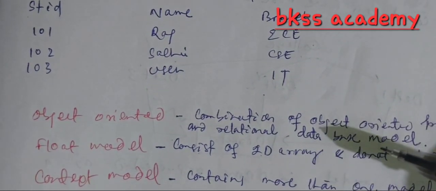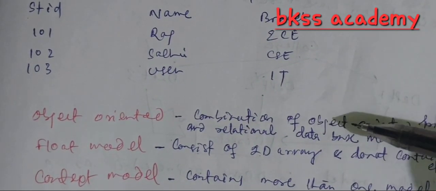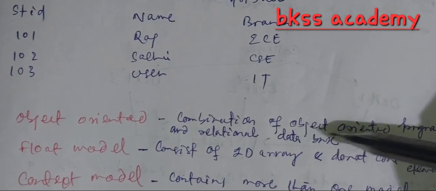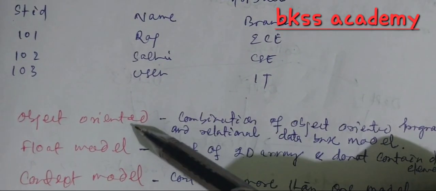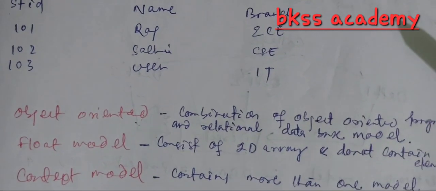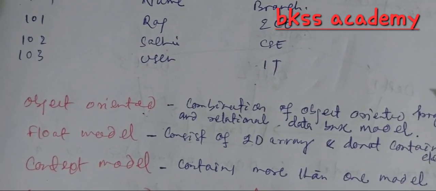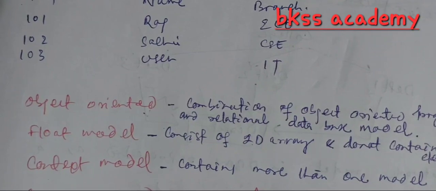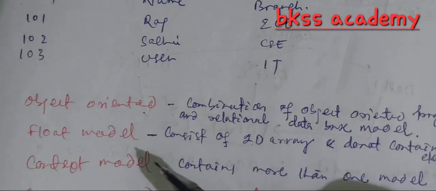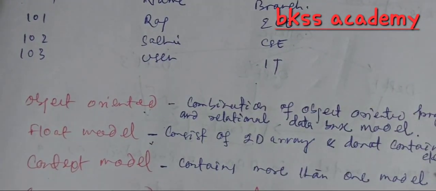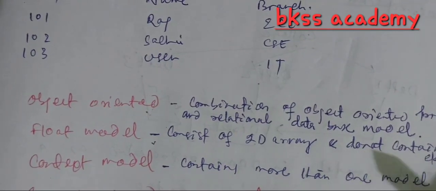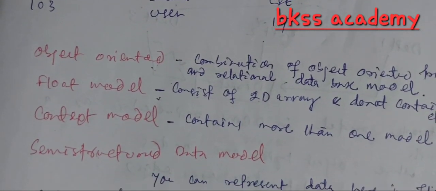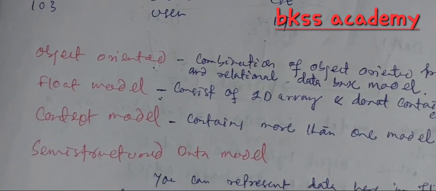Next one is the object oriented model, a combination of object oriented programming and the relational database model. This is the object oriented model. The flat model consists of a 2D array and does not contain duplicate elements. The context model contains more than one model.